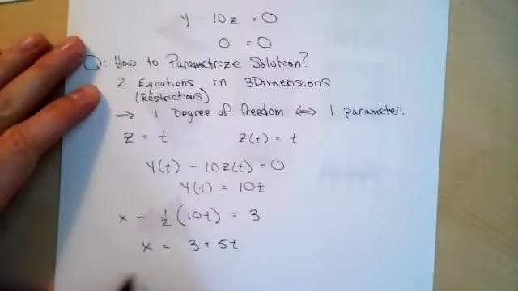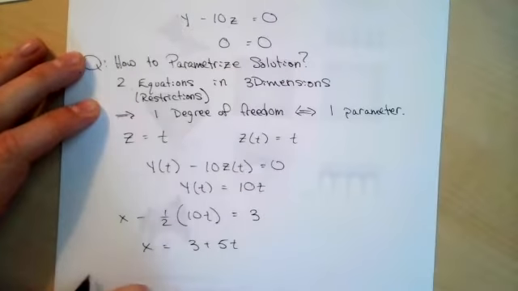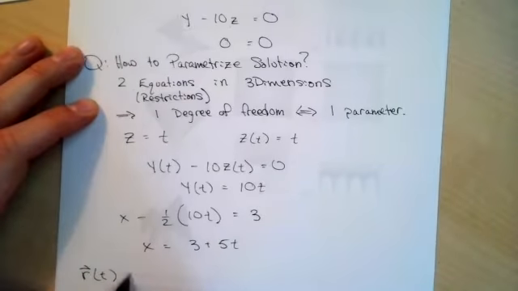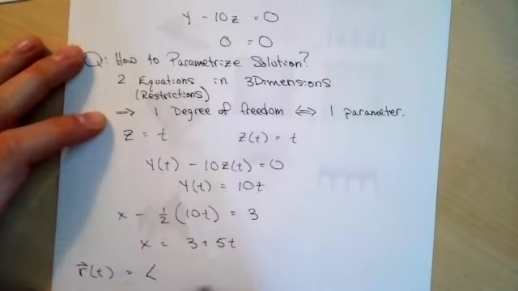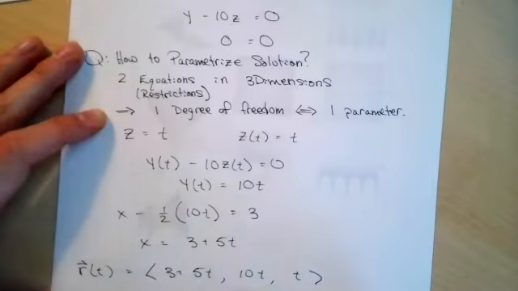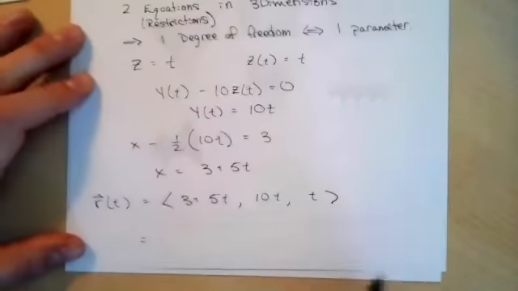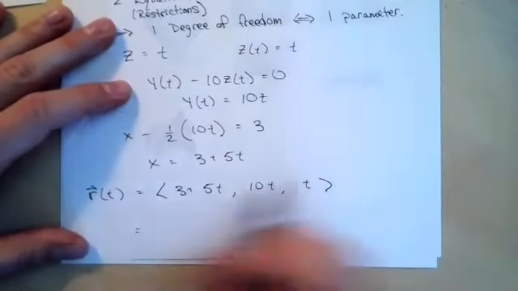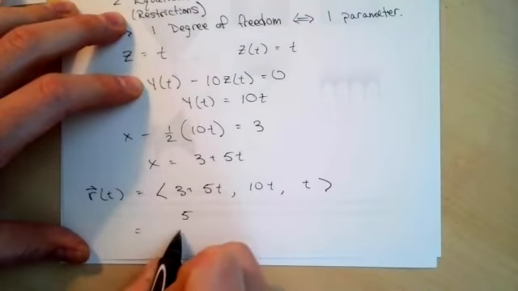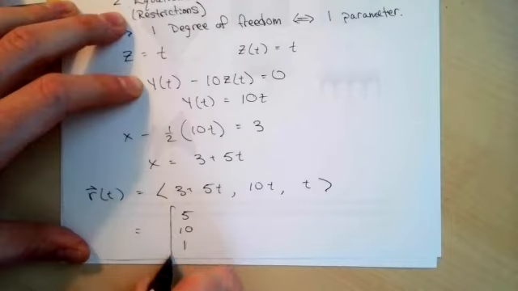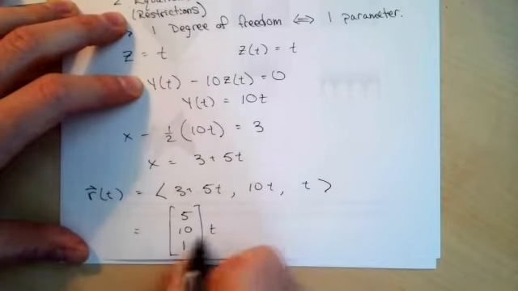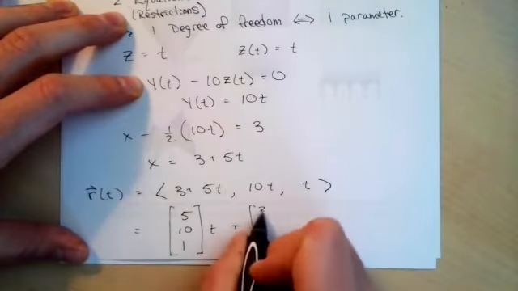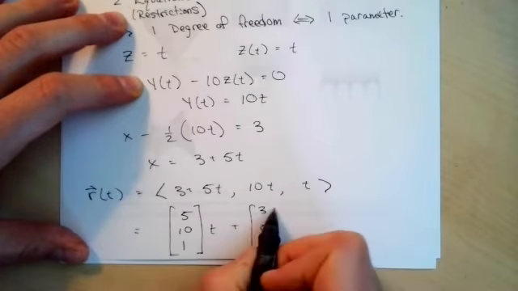So in other words, what you can do is write our parametric equation for our position, or the solution, is going to be 3 plus 5t, 10t, and t. That is one way to write it. We can also write it as column vectors. So we've got 5, 10, and 1, all times t, plus our starting values of 3, 0, and 0.